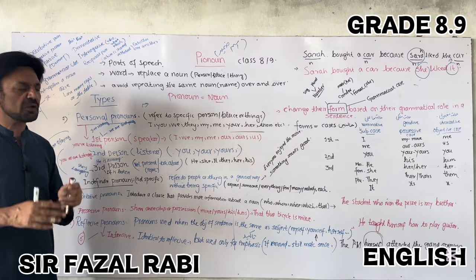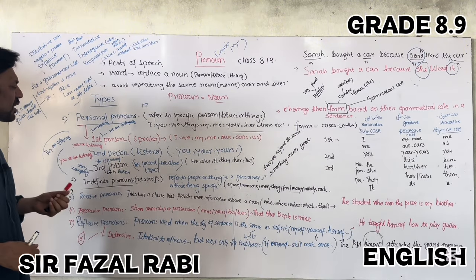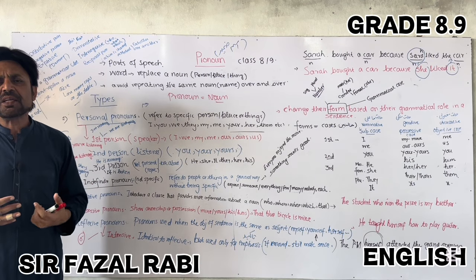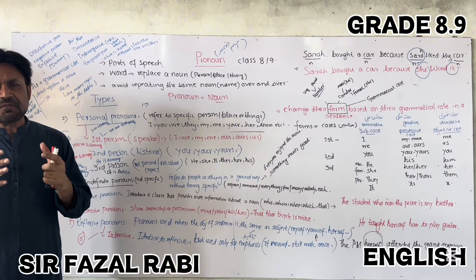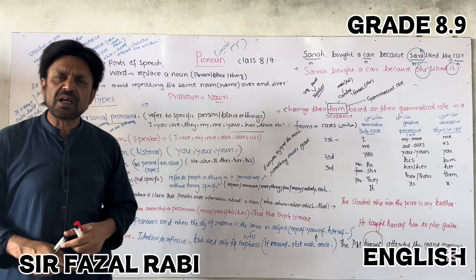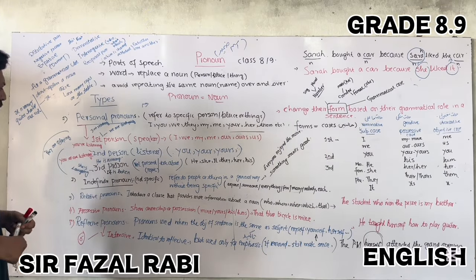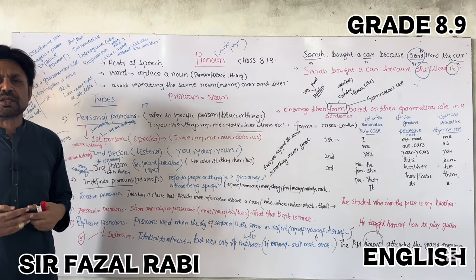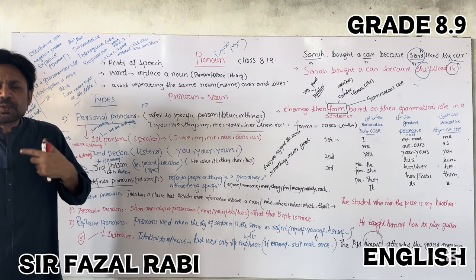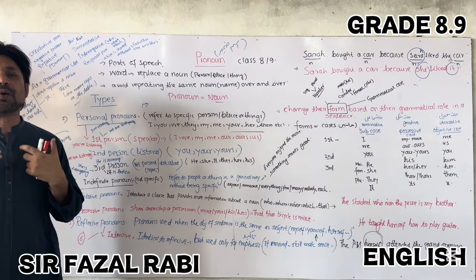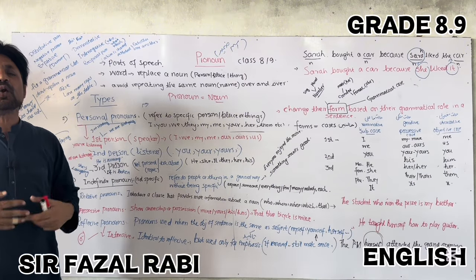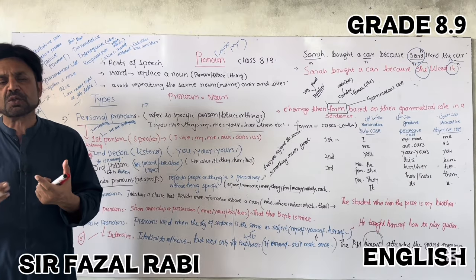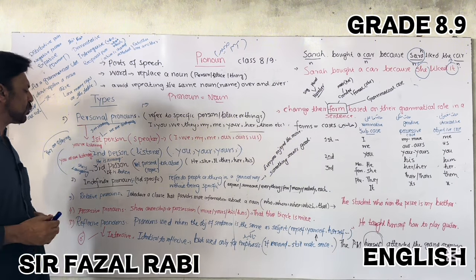First person pronouns refer to the speaker, the person who speaks. So I and we are the first person pronouns. I is singular and we is plural. For example, I'm reading. So I refers to the person who speaks. We are playing. So the person himself speaks, so we use the pronoun we.